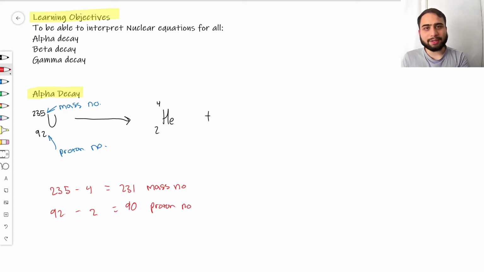Okay, so then we would look in our periodic table. What corresponds with a mass number of 231 and a proton number of 90? Well, we find out that ends up being thorium. So that's 231 and 90. So now you understand alpha decay.